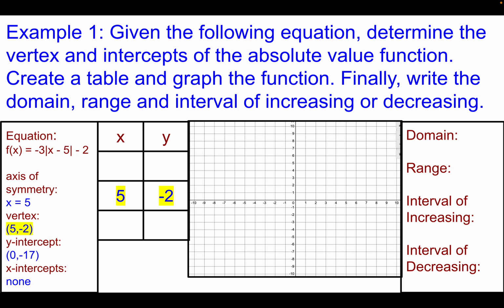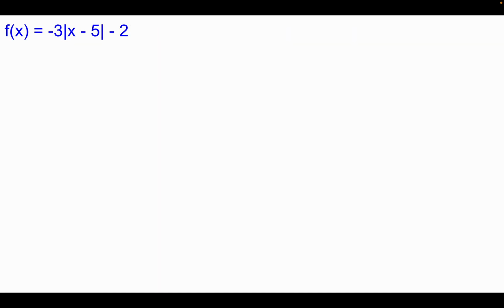Our vertex is at 5, negative 2. Let's figure out another point that this graph goes through. We don't want to use the y-intercept because that's not going to be in our window. Negative 17 is below the window of our graph. So what we're going to do is take our equation and plug in 4 for x. So here's my equation. I'm plugging in 4 for x.